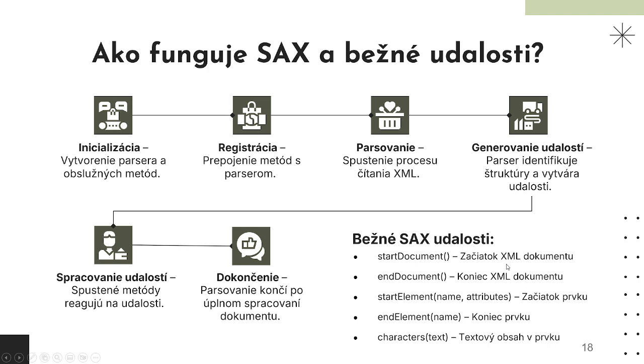There are some common events for SAX, which we can see here, like startDocument, when SAX starts reading the XML file, and endDocument, when SAX reaches the end of the XML file. StartElement: we have more elements inside the document, and every tag has a start and end, and there is some content between the start element and end element.